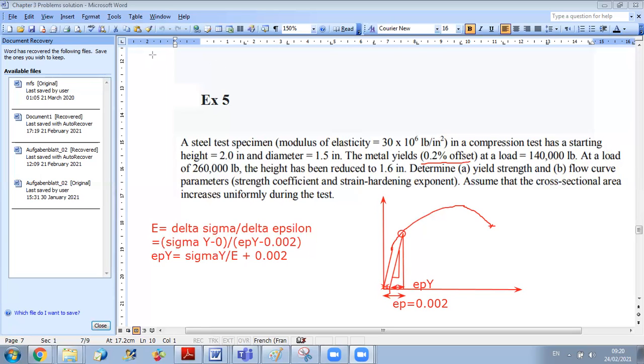Okay, now I need a second point. If I continue reading, they said that at a load of 260,000 lb, the height has been reduced to 1.6 inch. So these characteristics will give me the second point. What do I know? First, I know the force and I know the reduction in height. And it's very important to use the right concept. As I said, assume that the cross-sectional area is increasing in a uniform way. This information will help me to find what?